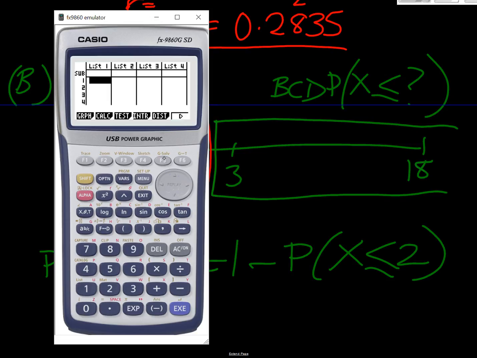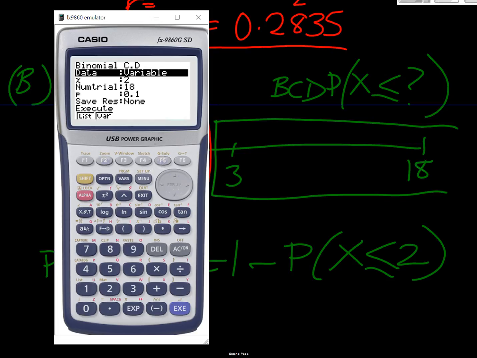There we are, distribution, binomial, BCD, because we're looking for cumulative. All our numbers are the same, aren't they, here, because we're looking for x is less than or equal to 2, isn't it? Okay, so we can press our EXE button, and we've got 0.7338.